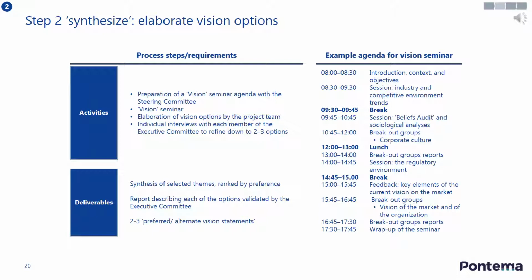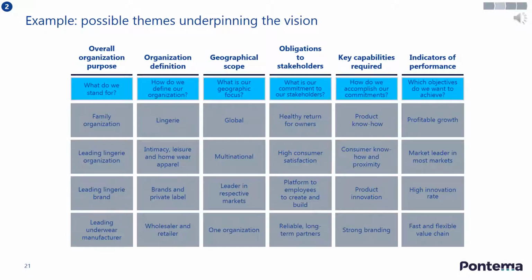Once you have a ranked list of themes, these should be shared with the executive committee. Interviews and discussions with key executives should enable you to narrow the list down to 2 or 3 preferred themes that can be used to draft up versions of a vision statement. Here are some examples of possible themes underpinning a future vision, such as global scope, high consumer satisfaction, or product innovation. Choices need to be made by the Executive Committee to narrow such a list down to 2 or 3 key themes.